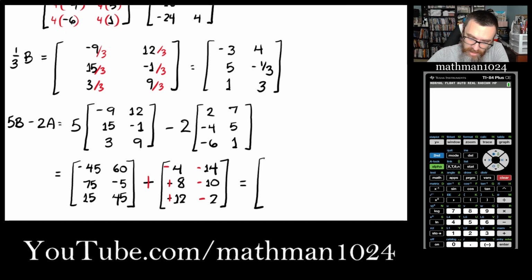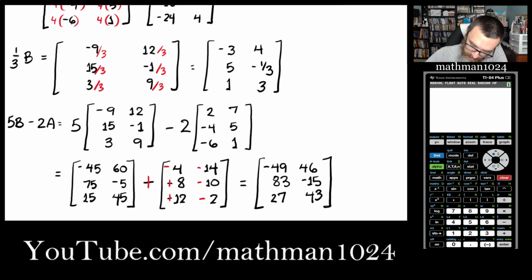So you've got negative 45 and negative 4 is negative 49. 60 minus 14 is 46. 75, and now it's a plus 8, so that's 83. Negative 5 and negative 10 is negative 15. 15 and 12 is 27. 45 minus 2 is 43. So this should be our answer.